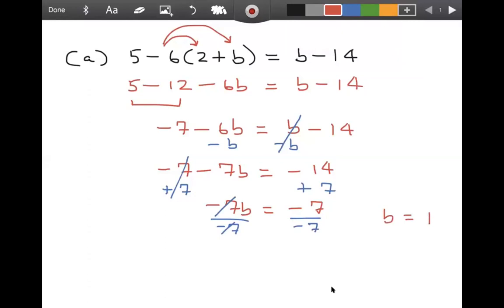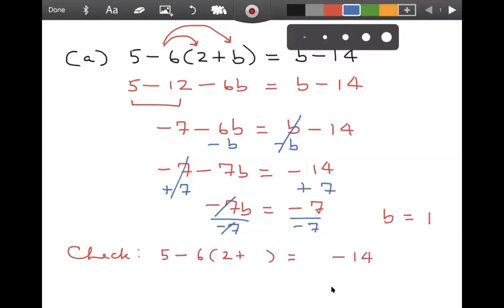Since this is the first example, I will do the check. So I take my original equation, and I want to know if it's true that 5 minus 6 times 2 plus, we'll leave that blank for a second, is equal to blank minus 14. Okay, is that true when we put a 1 in there? Well, let's see. I think we have maybe just enough room to do this.